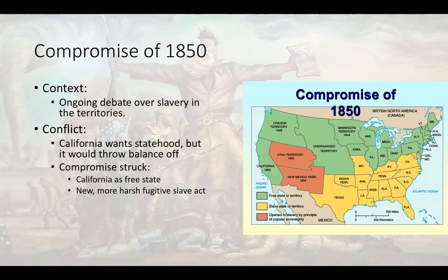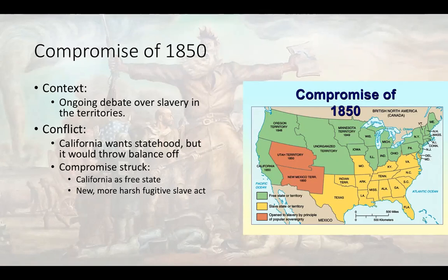So Henry Clay, resurrected from the dead, comes back and makes another compromise. Let California in as a free state, which means the balance will be offset, but promise the South that the North will not come after their slaves. And if they do, Southerners can go north and reclaim their property.